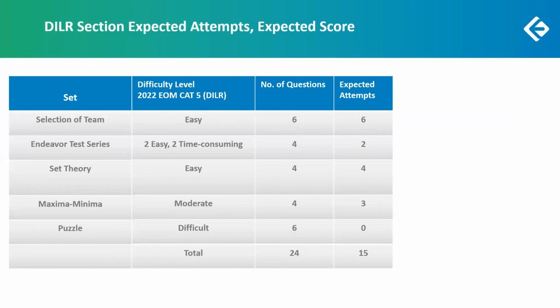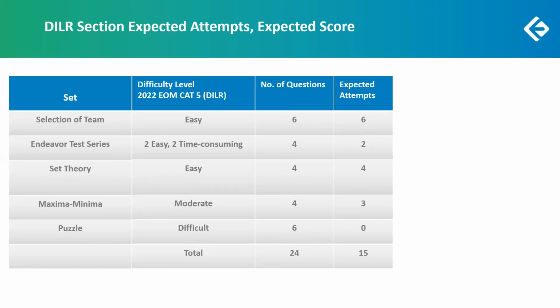Now we will come to expected attempts and expected score. Here, the first set was the set on selection of teams, an easy set, 6 questions, all 6 should have been attempted. Next, the set on endeavor test series, out of which 2 questions were easy enough, but time consuming. So out of the 4 total questions, 2 definitely should have been attempted. Then the set on set theory, which was easy. All 4 questions should definitely have been attempted.